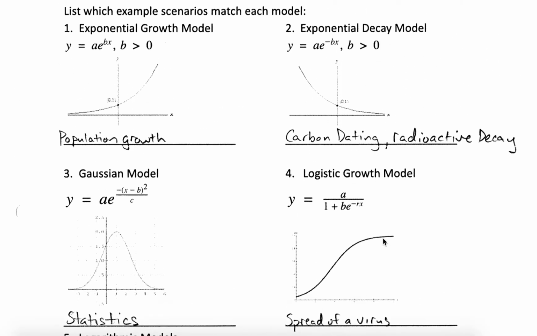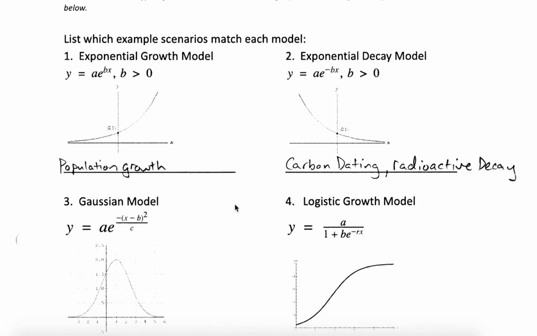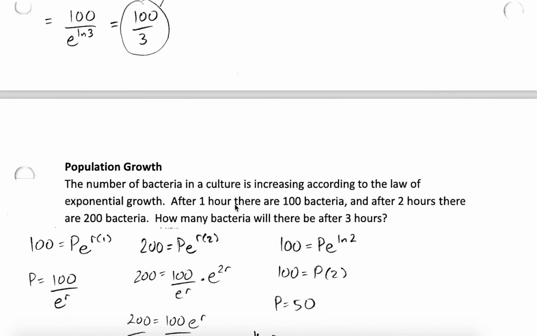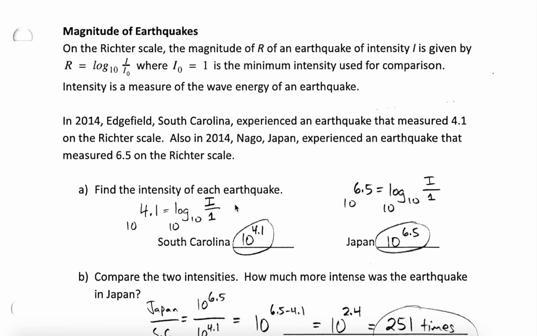So back on the front page, we saw that negative exponent telling us that we had a decay model. So carbon dating, or really radioactive decay, generally follows that exponential decay model. On to the next one. Magnitude of earthquakes. One way that we can use the common log.